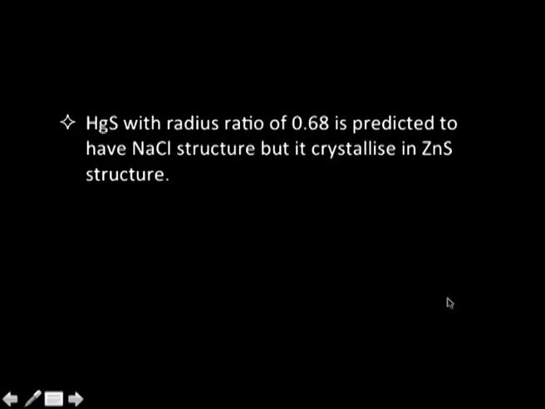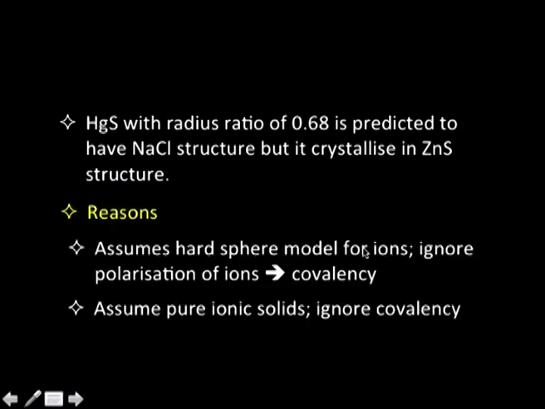Now, let us take one more example, that is mercury sulphide, having a radius ratio of about 0.68. It is expected to have the sodium chloride structure, but it crystallizes in the zinc sulphide structure. This again is an exception to the radius ratio rules.